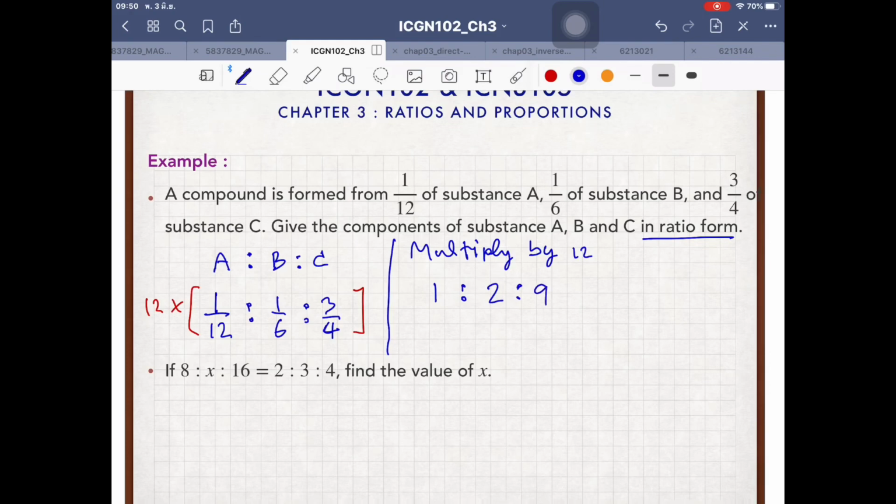All right, so that's it. This will be the ratio form for this component. Okay, 1 to 2 and then to 5. I'm sorry, to 9.